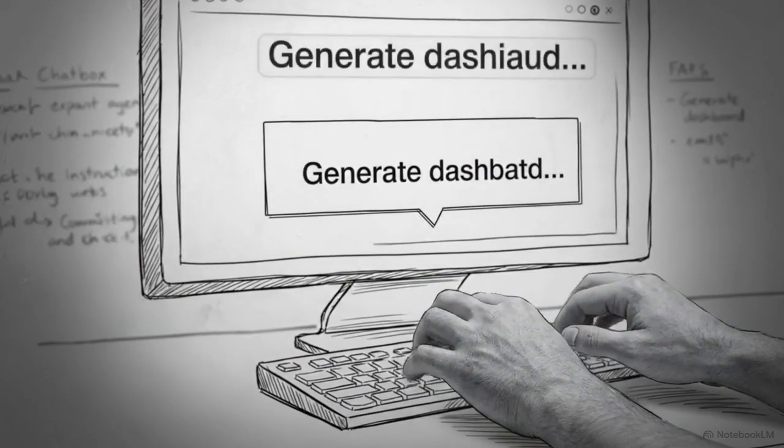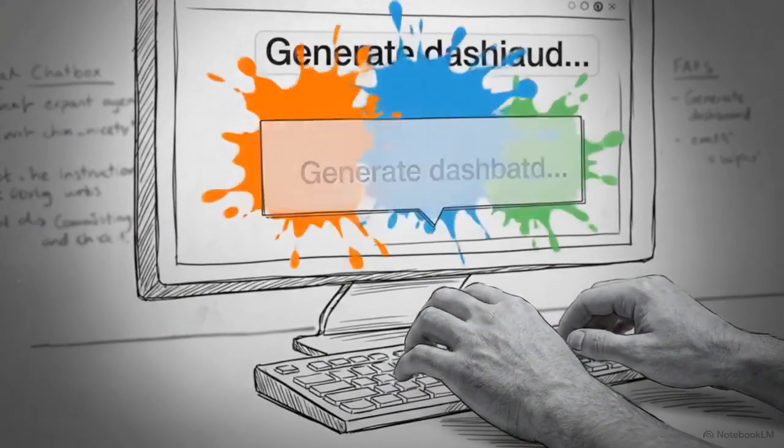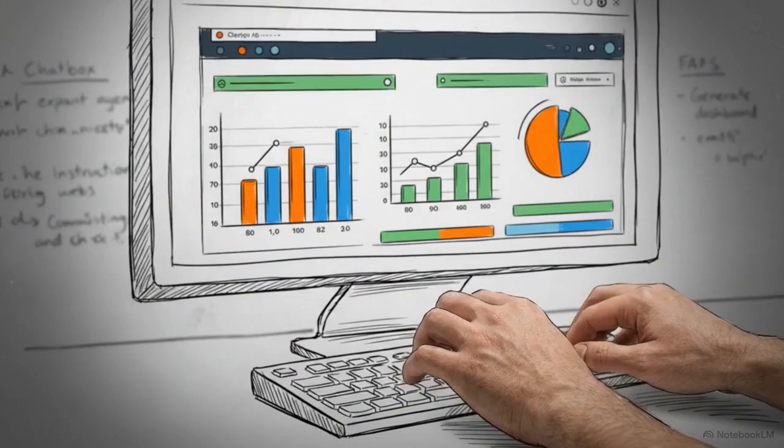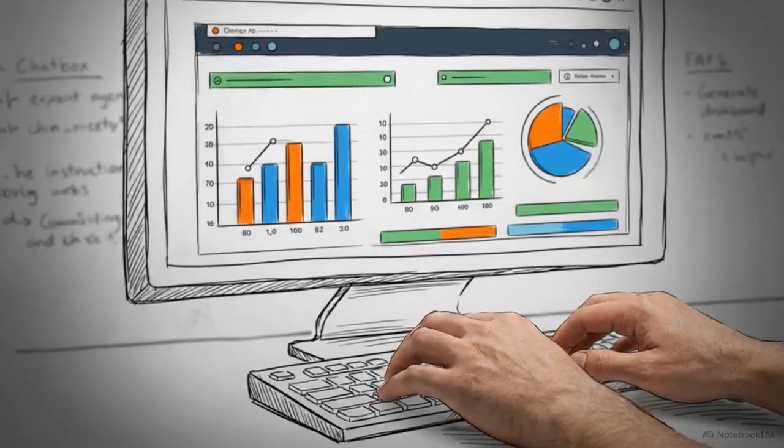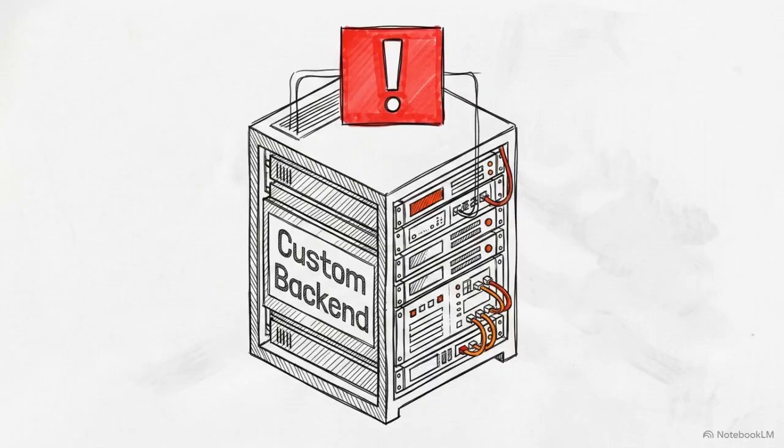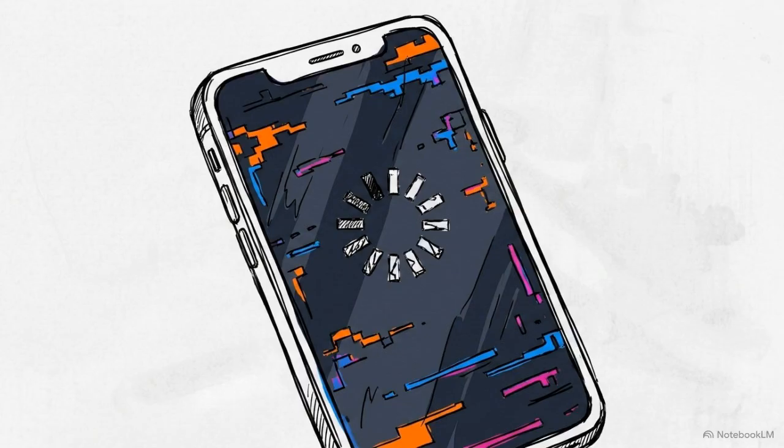You've seen the demos. You type a plain English sentence into a chat box, and seconds later you have working software. But what those demos skip over is the inevitable moment you try adding a custom backend or deploy a native mobile version, and the platform completely freezes up.